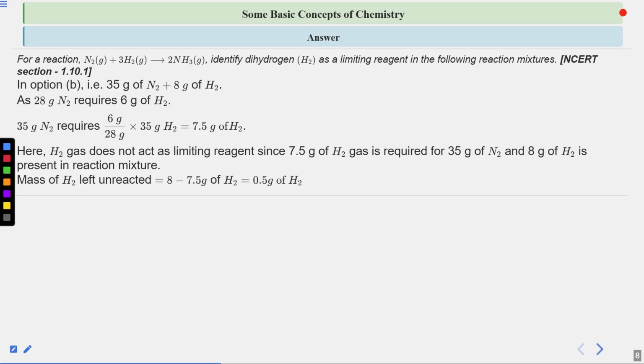Now, what is the mass that is left? We have 8 grams of H2 and 7.5 has been utilized. So 0.5 grams of H2 is left.